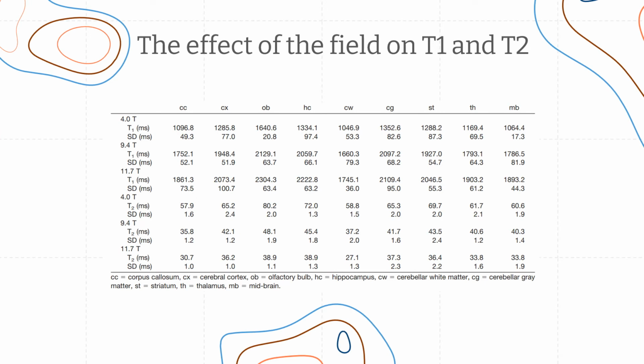Here in this table, we have the values of T1 and T2 of the rat brain, some parts of the rat brain, as indicated in the first row. And in the first column, we have the field strength in Tesla: 4 Tesla, 9.4 Tesla, and 11.7 Tesla, for both T1 and T2. For T2, we can notice that in almost all parts, after 4 Tesla, the T2 does not change largely, or does not change as much as T1 changed.